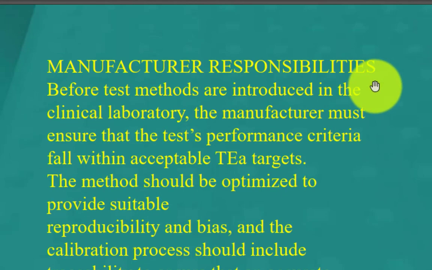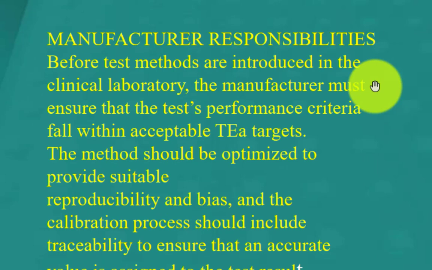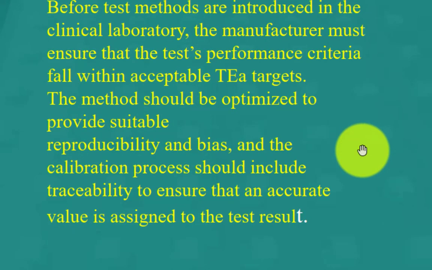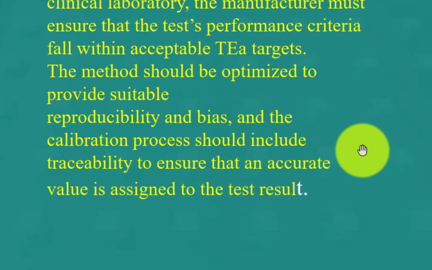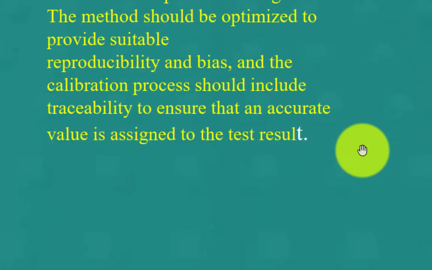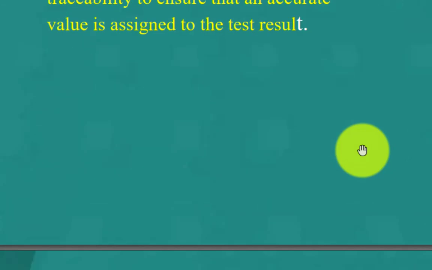Manufacturer responsibility. Before test methods are introduced in the clinical laboratory, the manufacturer must ensure that the test performance criteria fall within acceptable TEA targets. The method should be optimized to provide suitable reproducibility and bias, and the calibration process should include traceability to ensure that an accurate value is assigned to the test result.